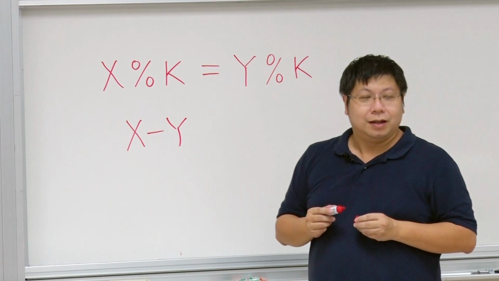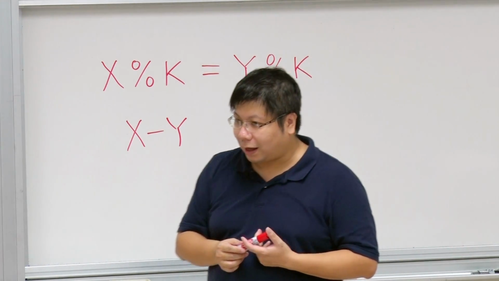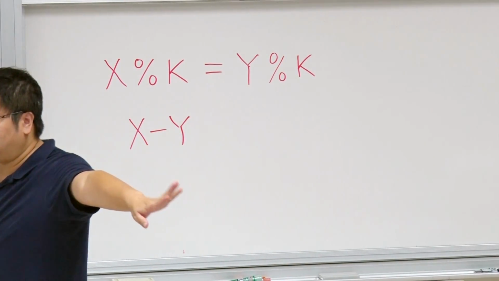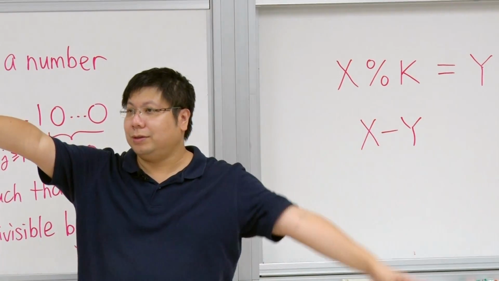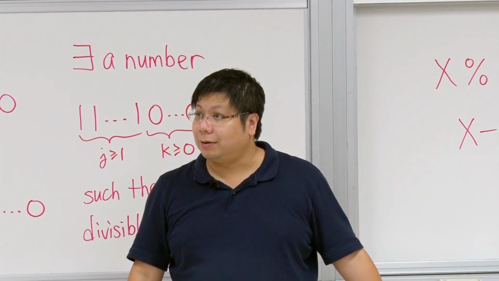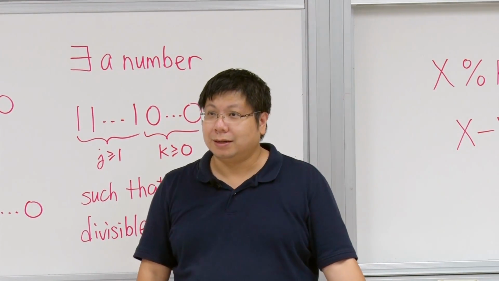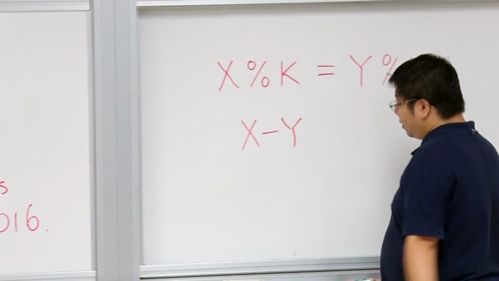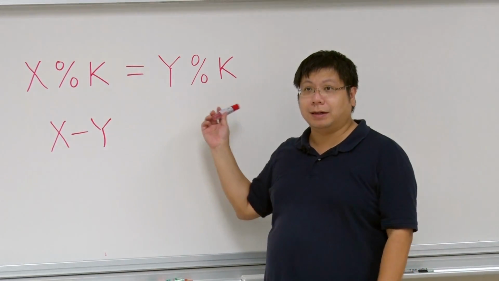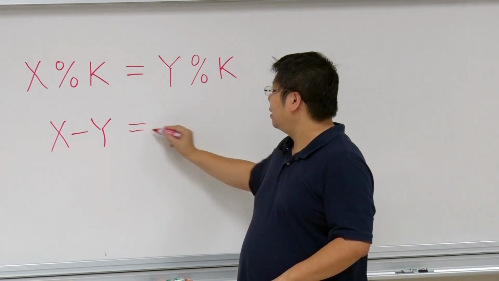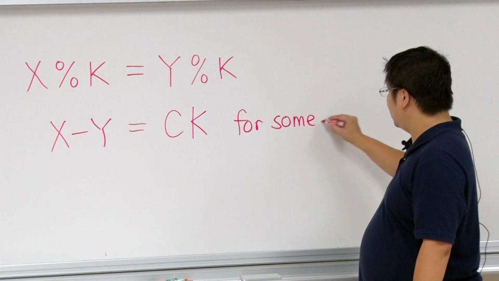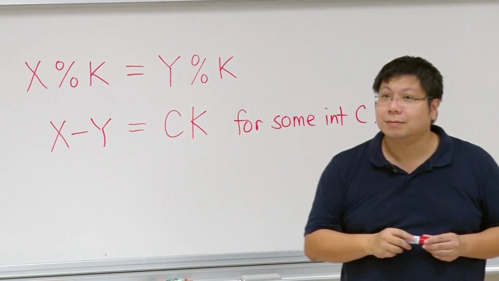So this is the key idea. If I have two numbers, let's say 17 and 26, and you divide 17 by 3, you get a remainder 2. 26 divided by 3 also has remainder 2. Then the difference between them, 17 and 26, is equal to 9, right? But 9 is always divisible by 3. So here we have this observation: if two numbers have the same remainder after dividing by the same number k, then the difference must be a multiple of k, for some c. Does that make sense?